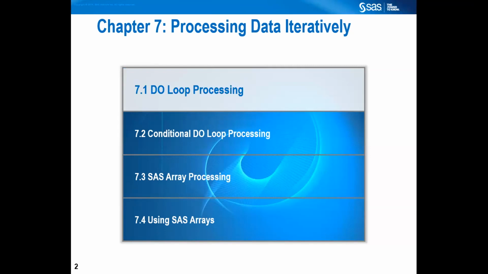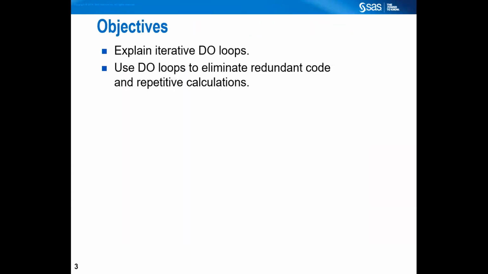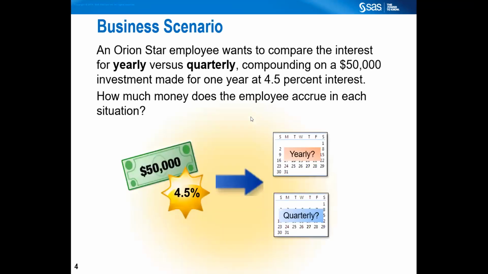Okay. So the objective for this topic is we'll explain iterative do loops, and we'll be using do loops to eliminate redundant code and repetitive calculation. So very important point. Use do loops to eliminate redundant code and repetitive calculation. So what does this mean? Let's understand through a scenario.